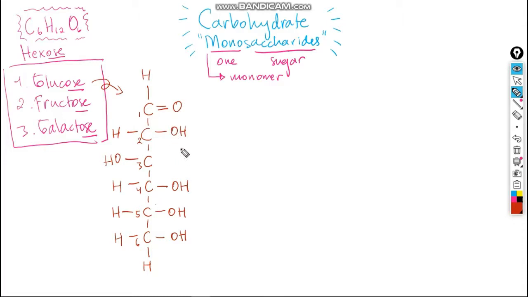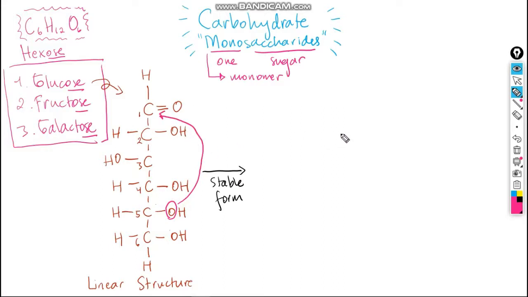Actually, this is the linear structure of a glucose molecule, but this is not a stable form of it, so we need to make it stable. The oxygen from carbon number 5 will make a bond with carbon number 1, so it will become like this. Let me use a black marker.